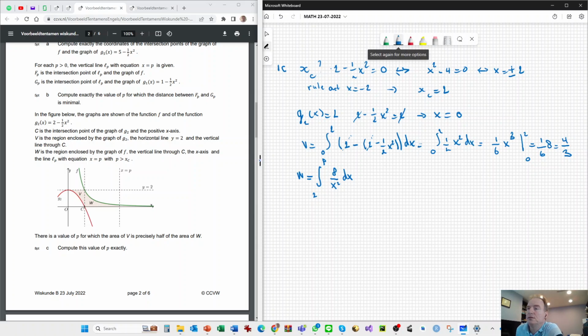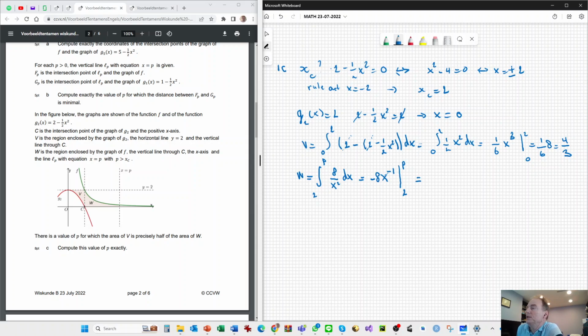Okay, so what's that? What's the primitive of x to the power minus 2? Well, we make it x to the power minus 1. If I take the derivative, I get x to the power minus 2. But I want to get 8 and not a negative sign, so I'll compensate by multiplying this by minus 1, get minus 8 between p and 2. Again, double check this.